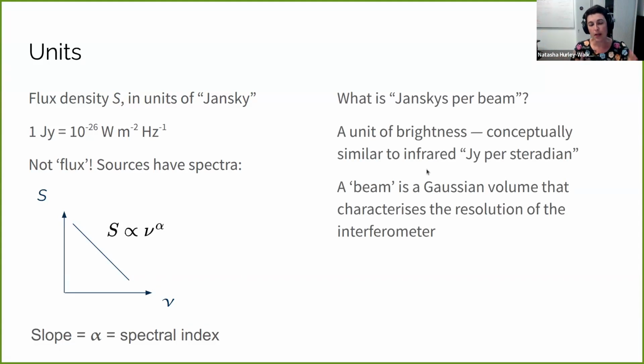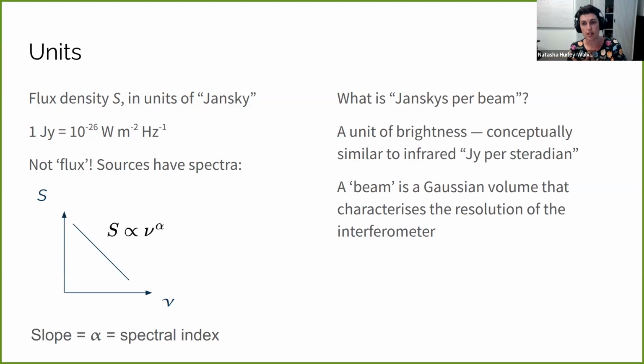So when you talk to a radio astronomer, they'll often talk about Jansky's per beam. And this is really deeply weird. Like, what is the beam? I'm going to talk about beams so much in this talk. There are two kinds of beam. I'm going to cover them one at a time. The beam that's being referred to here is essentially the resolution of the instrument. It's a 2D Gaussian volume that characterizes the resolution, typically of the interferometer, but also potentially of a single dish.